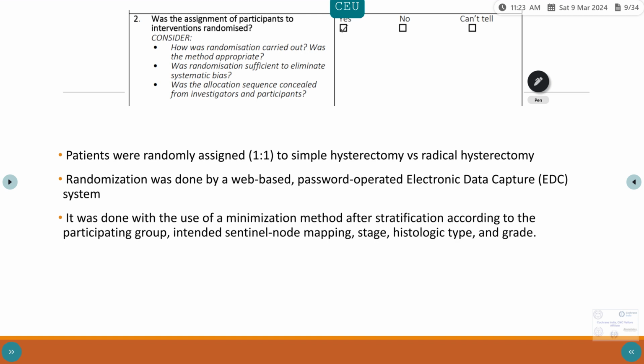So one line they had mentioned was they have done this with the use of the minimization method after stratification. So basically after randomizing, they have randomized and stratified for all these various parameters, such as the participating group, if they are intending to do a sentinel lymph node mapping, age, histological type and grade, so that both the arms are fairly matched.